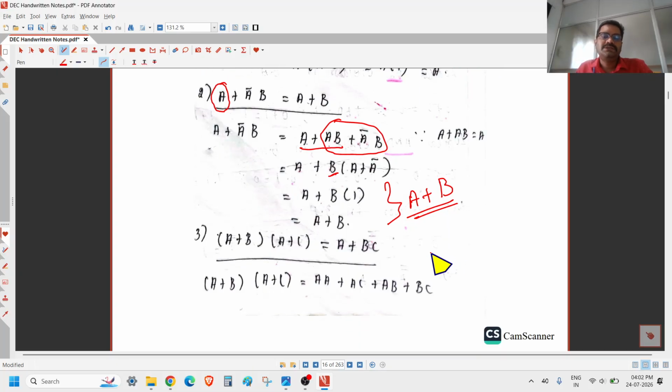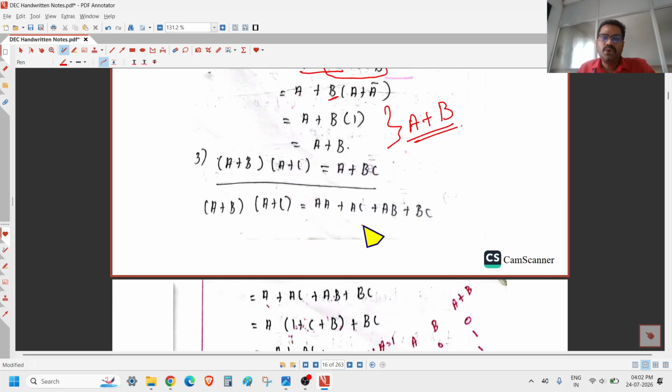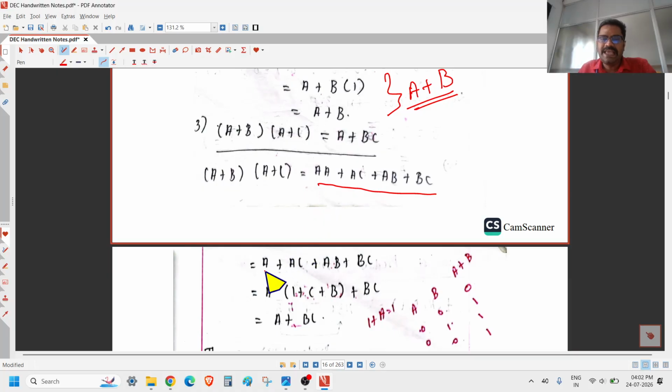Okay. So next, the third one, (A plus B) into (A plus C). So according to the distributive law, we are first going to do the multiplication. Okay, so (A plus B) into (A plus C) now. If I multiply it, this answer will come, right? So that is A into A plus A into C plus A into B plus B into C. Right? A into A is equal to single A, right? So here I'm just writing A, and AC plus AB plus BC, right?